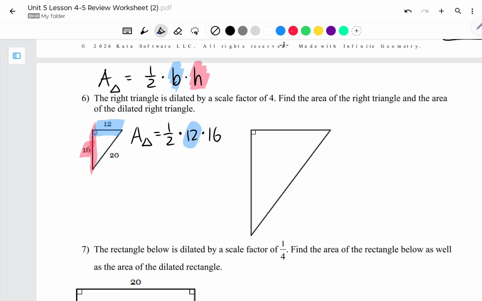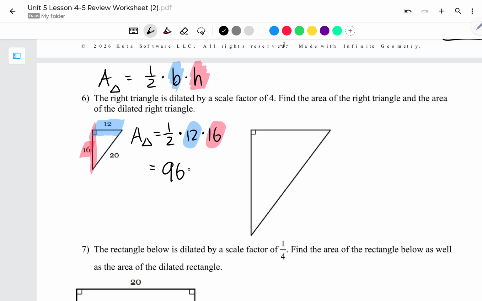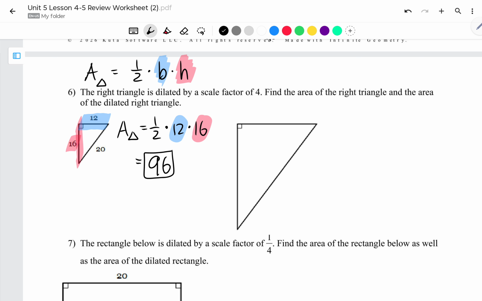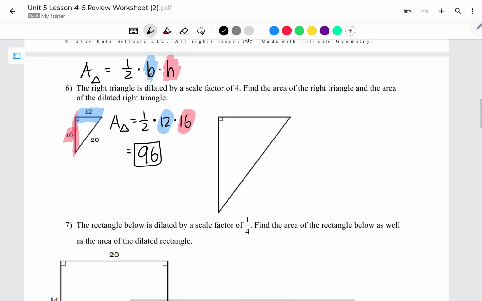So right away, I know that the area here is going to be 12. Right, 12 is the base, 16 is the height. 1/2 times 12, that's 6. 6 times 16, that's 96. So this is going to be 96. Okay. How do I find the area of the bigger triangle?